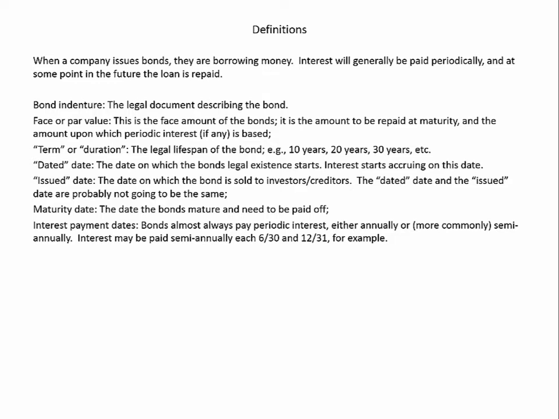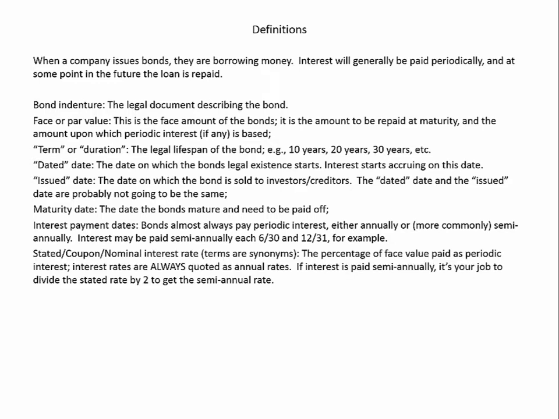Interest payment date. Bonds almost always pay periodic interest. Now in some cases, they have what are called zero coupon bonds, which don't pay periodic interest, but that's a special case. Generally, bonds pay periodic interest, either annually or more commonly, semi-annually. So for example, interest may be paid semi-annually each June 30th and December 31st.